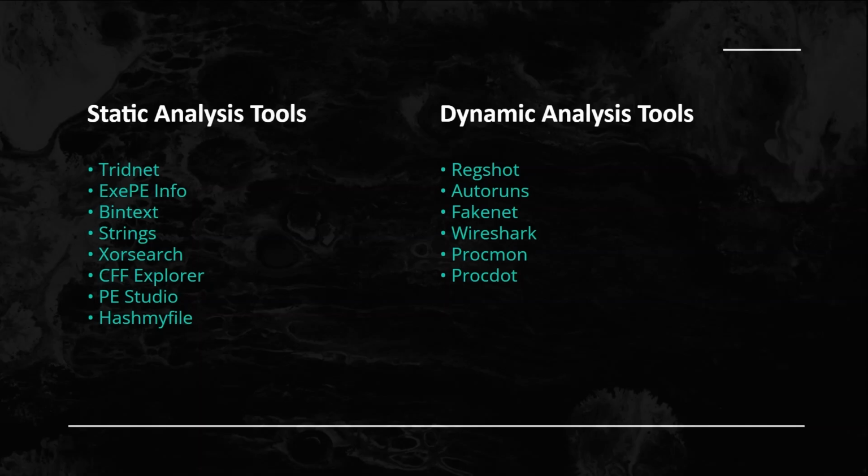Now let's jump into the dynamic analysis tools. Regshot is a registry snapshot tool that allows you to take two snapshots of the registry, compare them, and detect the changes. Autoruns displays all programs configured to run during system boot up or login. It is useful for identifying persistence mechanisms that malware might use to maintain a foothold on a system.